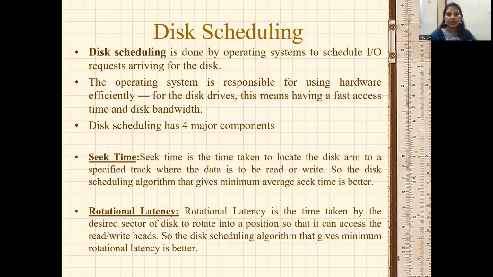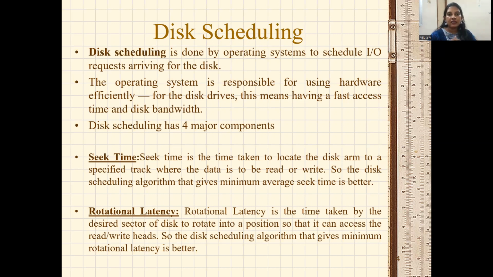So coming to disk scheduling. Here, the scheduling is done by your OS to schedule your input and output requests which are arriving for the disk. And the operating system is responsible for using hardware efficiently for the disk drive, which only means that you're supposed to have a fast access time and a fast disk bandwidth.